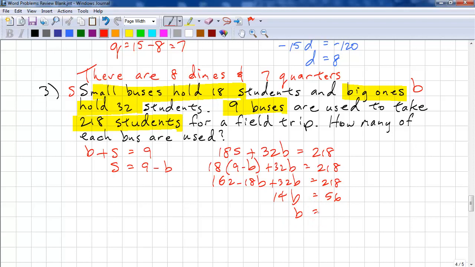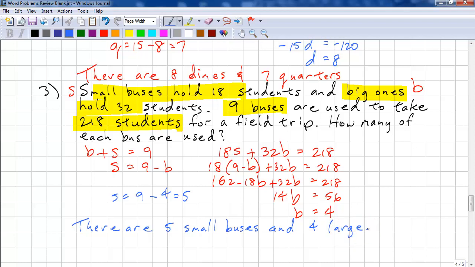So B equals 4. 4 times 14 is 56. Now we need to substitute back. S equals 9 minus B, which is 4, and that's equal to 5. And the question says how many of each bus are used. So there are 5 small buses and 4 large.